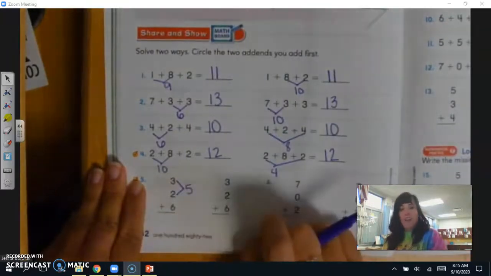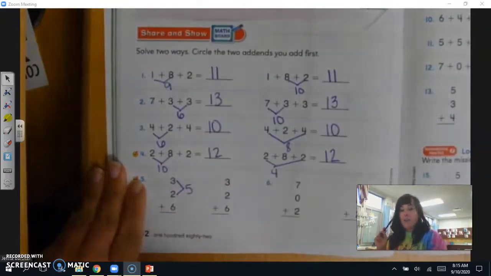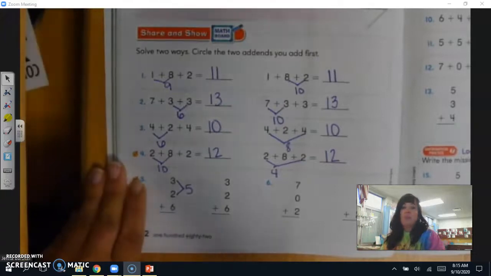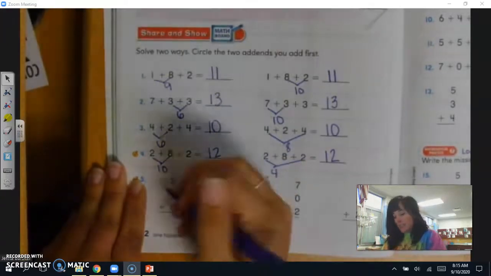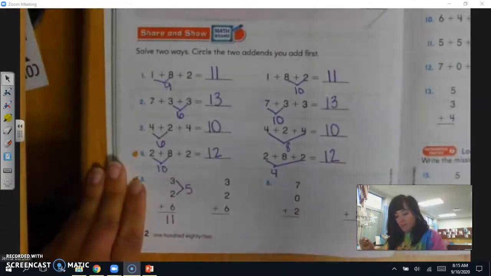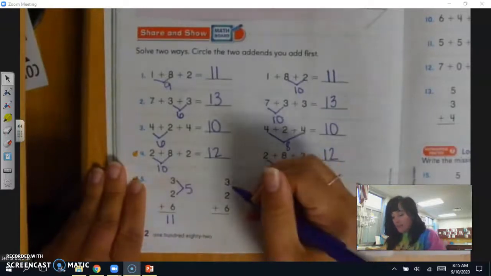5 plus 6, what is 5 plus 6? I'm going to use a helper double. I already know what 5 plus 5 is, and I just need to add one more. 5 plus 5 equals 10, plus one more equals 11. Okay, let's go to the next one. Let's add it a different way.